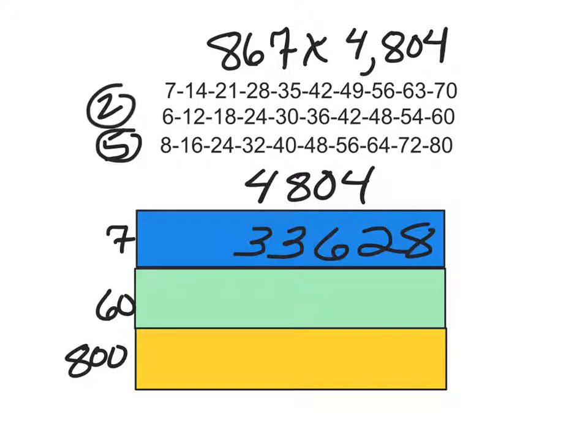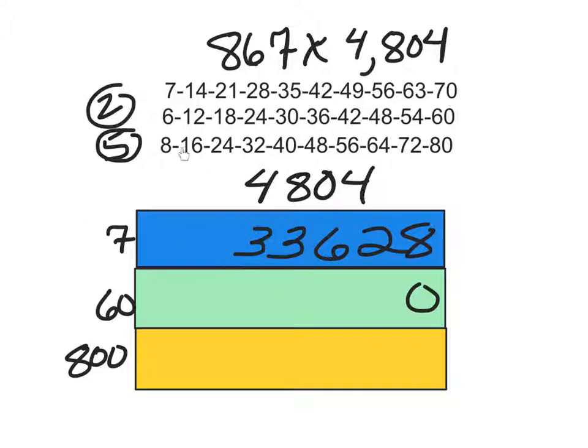Superb. Hey, let's move on down here to the 60. And 0 times any number, in this case 4,804, is going to give you 0. So go ahead and drop that 0. And that 0 can also be thought of as a place value holder for the ones column because we already did it with the 7 right there. So let's rock and roll.